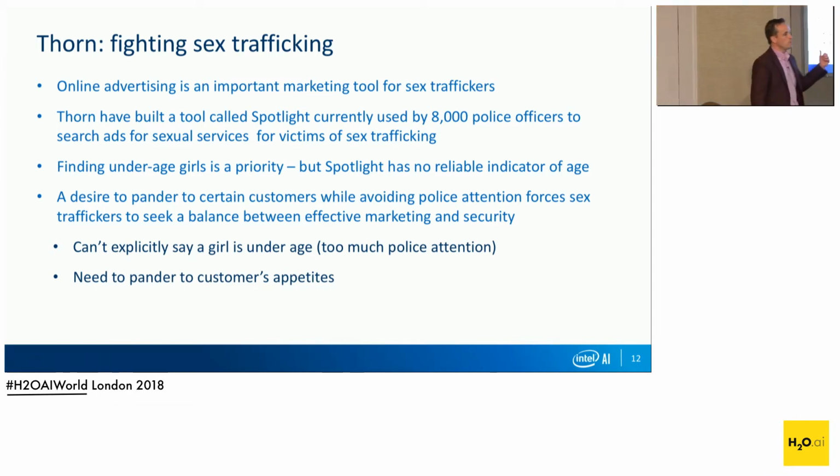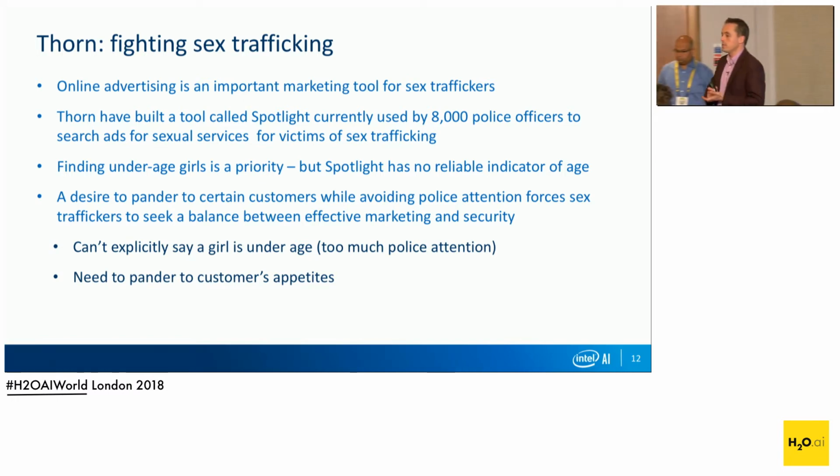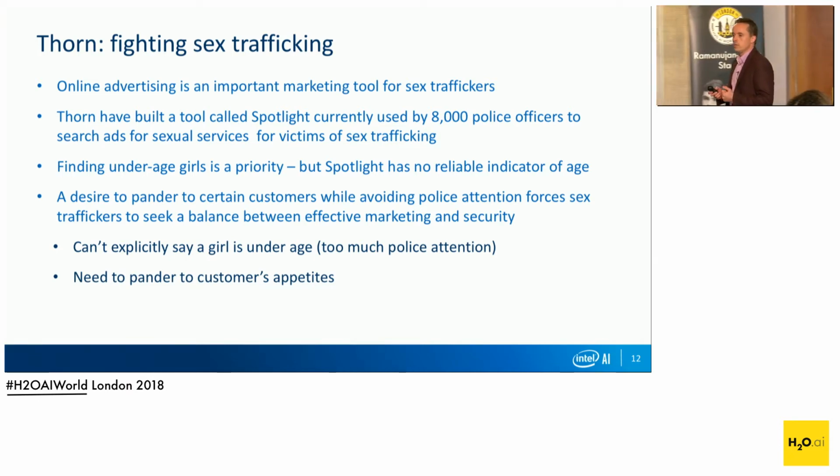So the good thing here is that the guys creating the problem are in a way helping to solve it. These pimps and these sex traffickers acquire underage girls, 14 or 15. They're much easier to control. It's great business. But then they have a problem, right? On one hand, they really need to market as much as possible, and the internet is a great marketing tool.